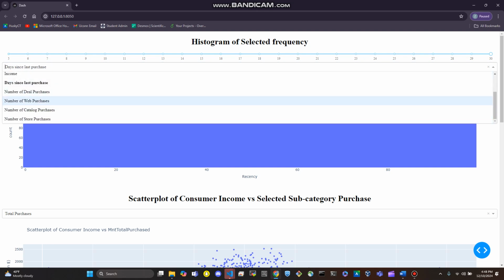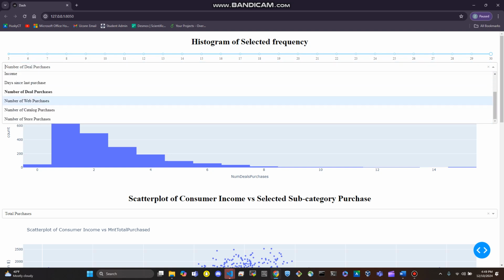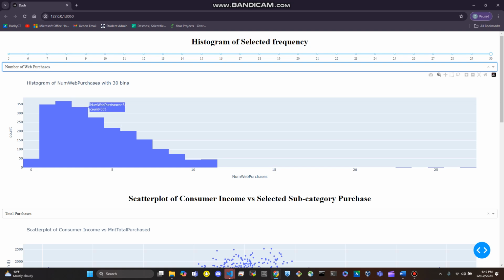And then we have four more attributes, and these all showcase the number of purchases, whether it be deal purchases, web purchases, catalog, or store purchases. So we take a look at the number of deal purchases, and we notice that most of the consumers used one deal overall, and then it's somewhat of an exponential decrease. We can take a look at the number of web purchases as well, and people are active on the website, as we can see. Most consumers have actually purchased one or more products, right?